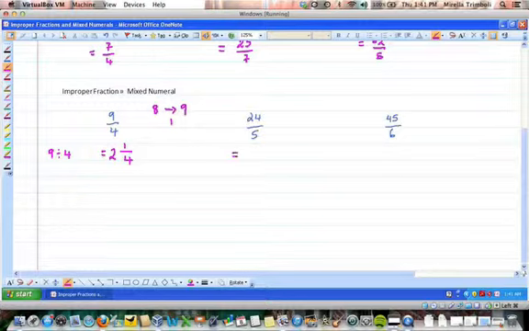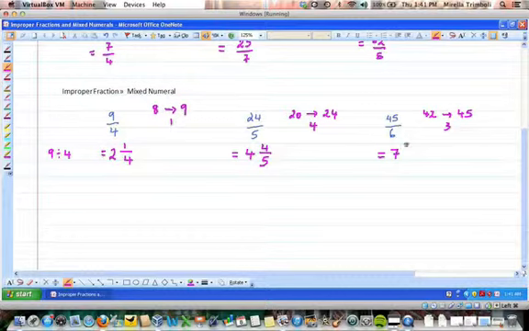Once again, you might like to pause the video here and try the next two yourself, or you can continue watching. So next we have 24 divided by 5. We know that 5 goes into 24 4 times, and 4 5s are 20, and we need to get to 24. So the remainder is 4, an extra 4 over the denominator of 5. And lastly, we have 6 into 45. Well, we know that 7 6s are 42, so it goes in 7 times. And we want to go from 42 to 45, so we need to add an extra 3. So our remainder is 3 over 6.